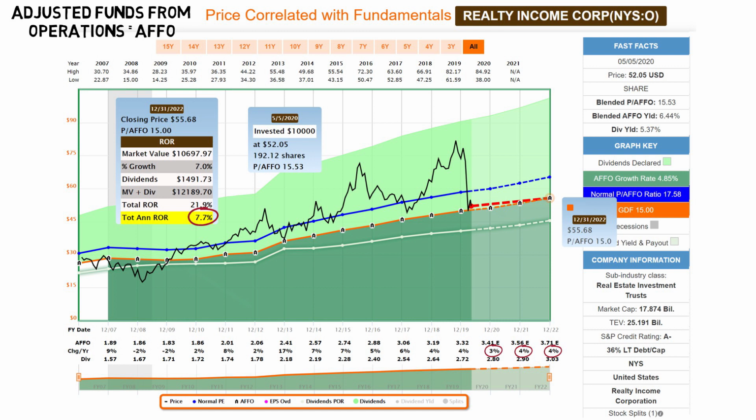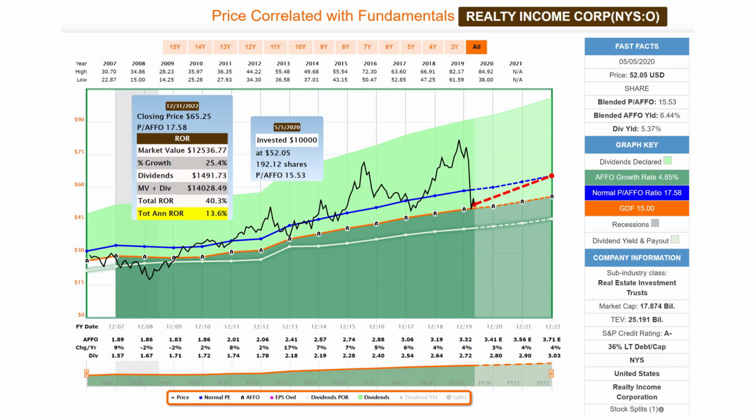Realty Income usually trades at a premium, and I'm expecting it to continue to its typical price to AFFO ratio of 17.58. If it does, we will see a 13.6% annual return over the next 3 years. Fairly valued for Realty Income is a rare opportunity, and I'll be buying more and adding to my position.